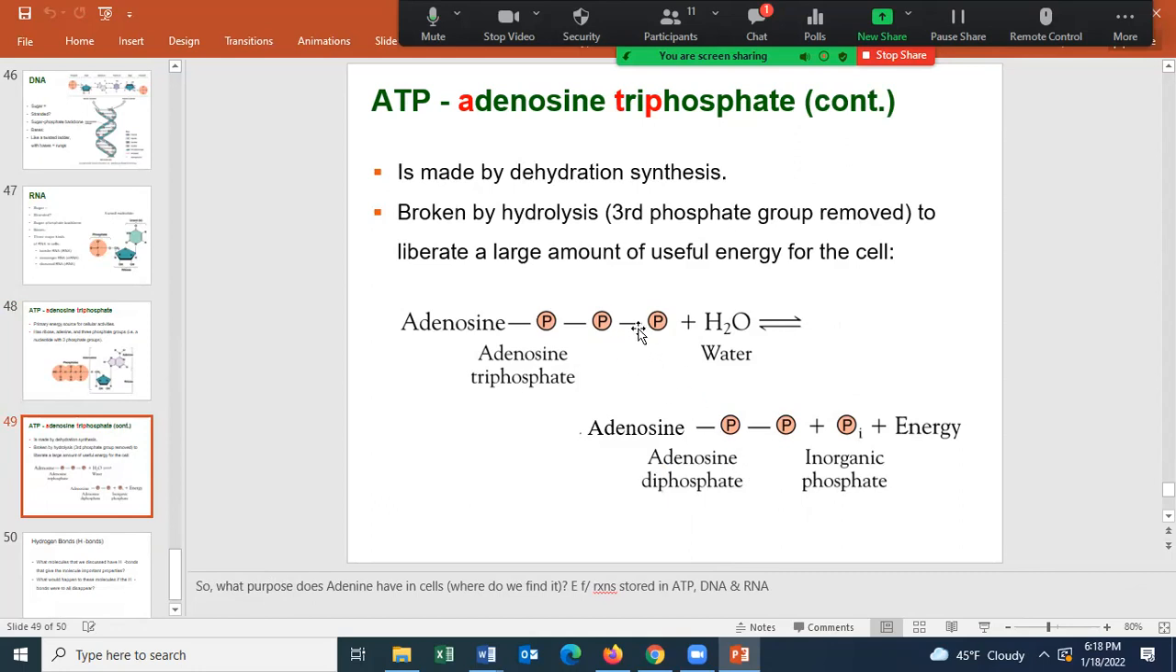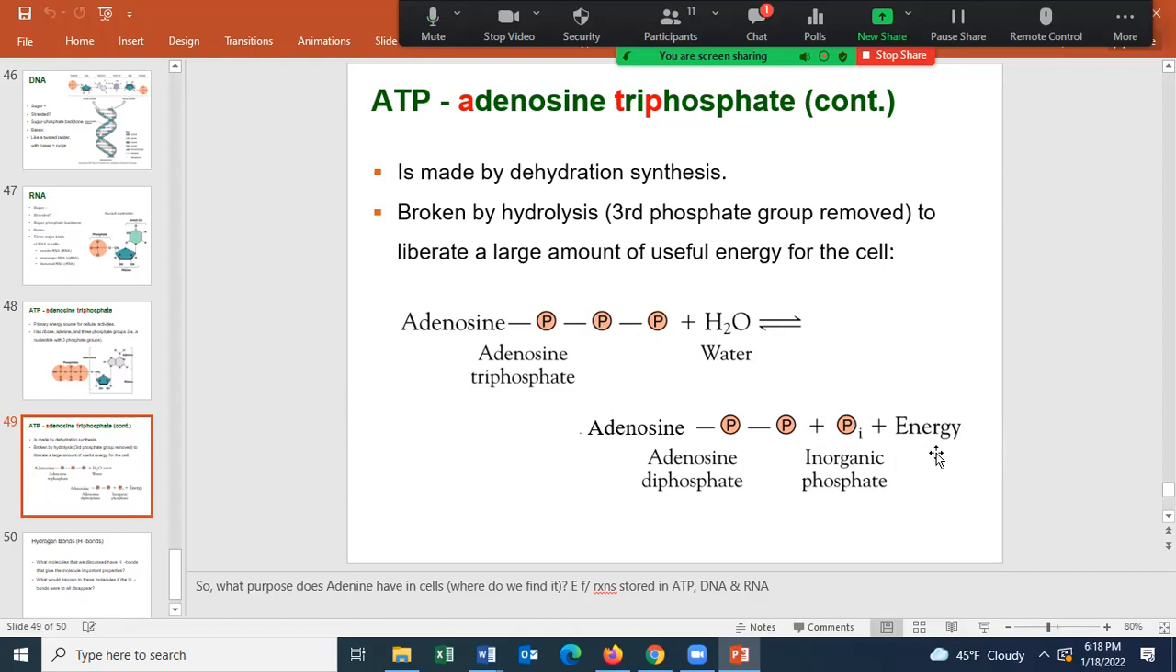So you break off this bond, you simply add water, and the reaction goes this way. You get ADP, adenosine diphosphate, an inorganic phosphate, meaning a free phosphate, and then energy is released. And if the cell needs the energy, it breaks ATP generally to get the energy, and then uses that energy for the cell's needs.